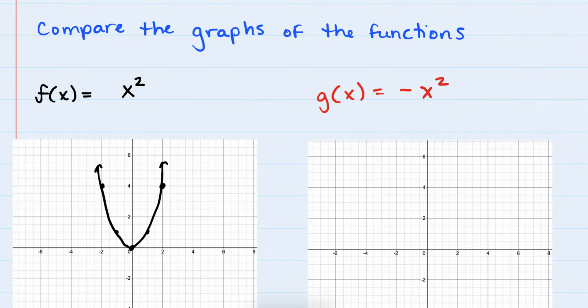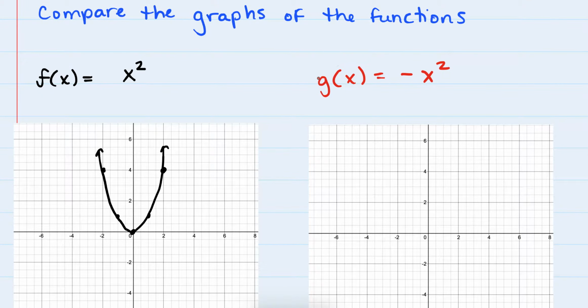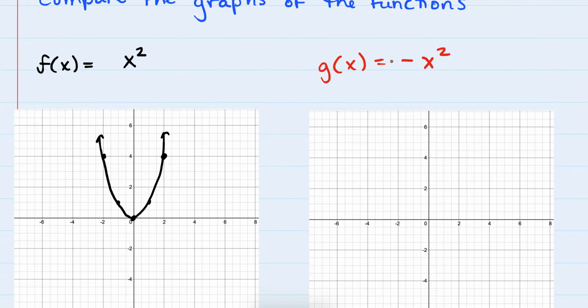We ended our last video on horizontal compressions and stretches. Now I want to talk about what happens when we multiply a function by a negative. So here I have the function x squared, and here I'm letting g of x be equal to negative x squared. Let's see what happens when we have this negative on the outside of x squared.